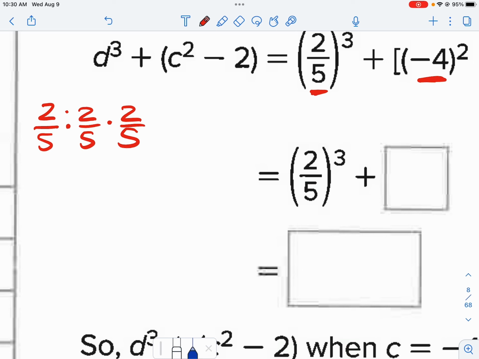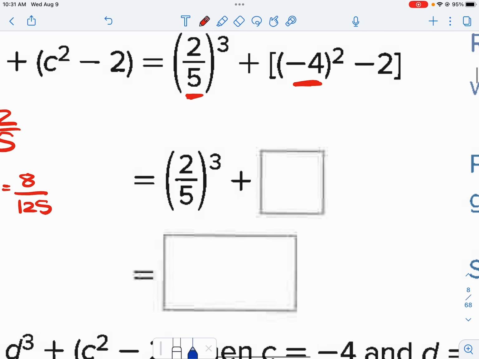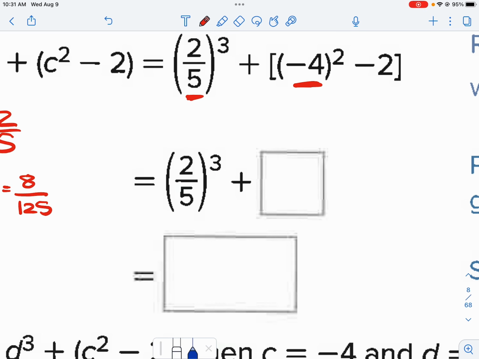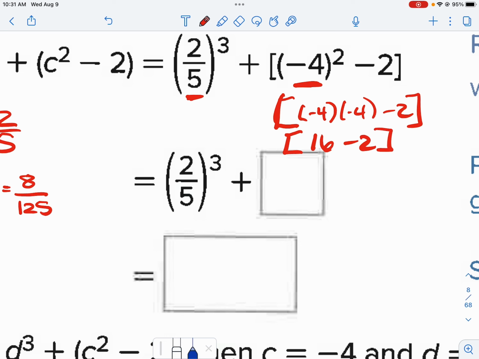So 2 times 2 times 2 over 5 times 5 times 5. So that's going to get me 8 on top. That's going to get me 125 on bottom. Then over here, sorry, I should have done I didn't realize it was in braces. So this is going to get me negative 4 times negative 4 minus 2. So this will get me 16 minus 2, which will be 14.